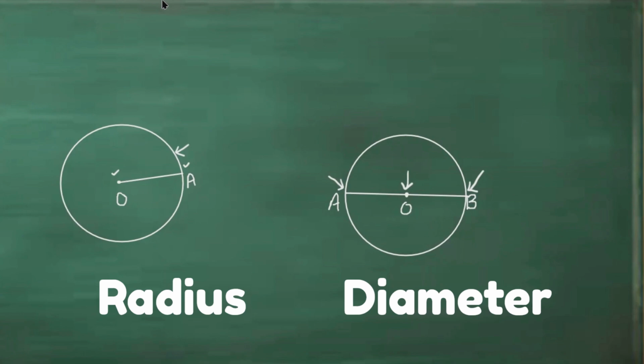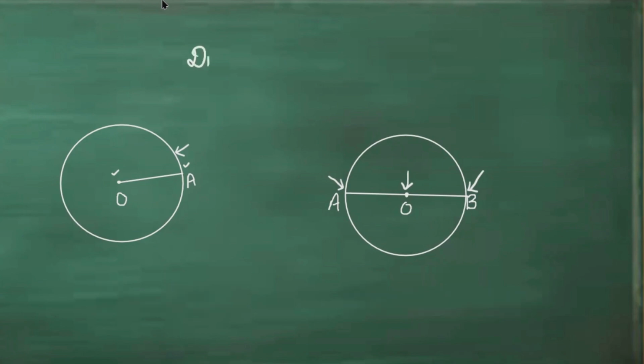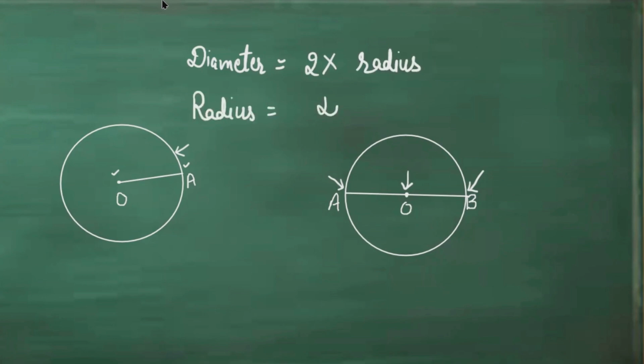So what does it mean? Diameter is equal to 2 times radius, and radius is equal to half of diameter. These 2 points are very important when we are working with the area of a circle.